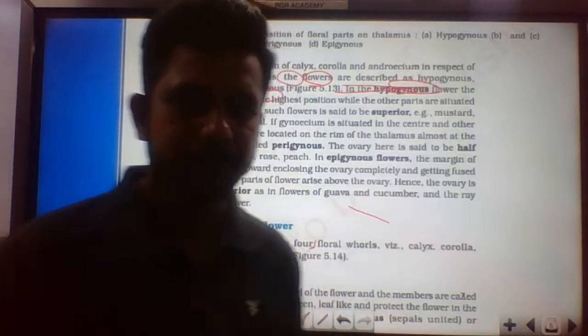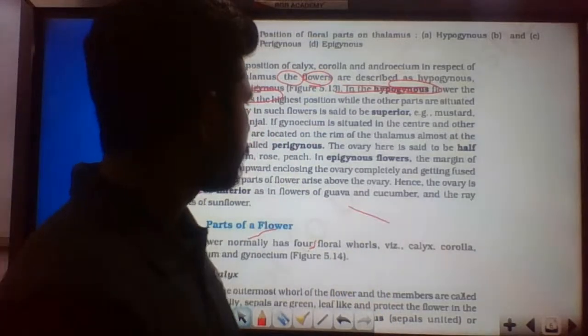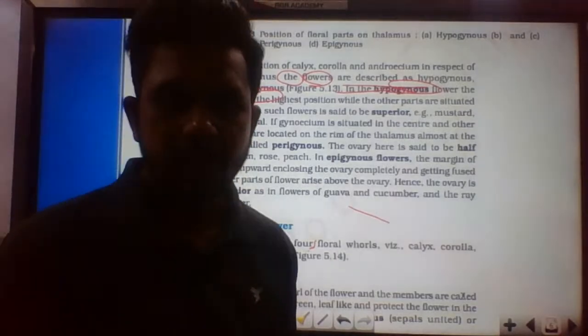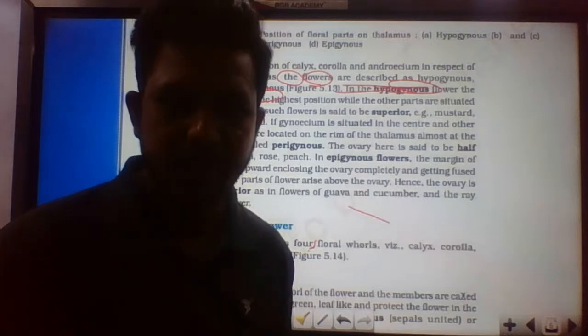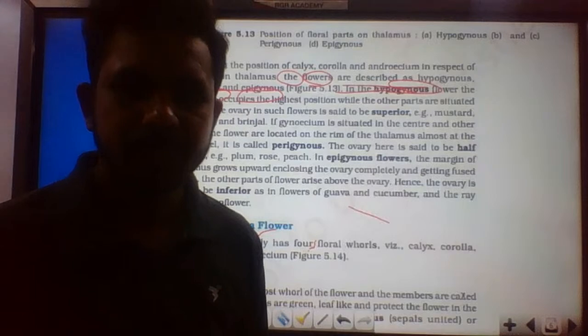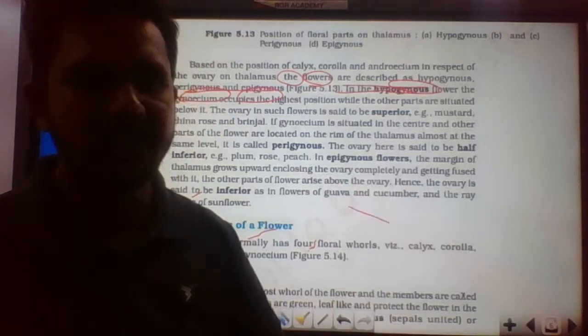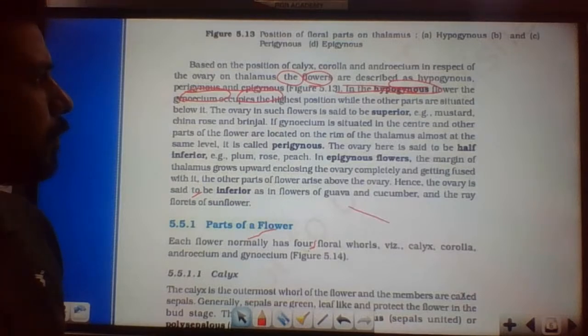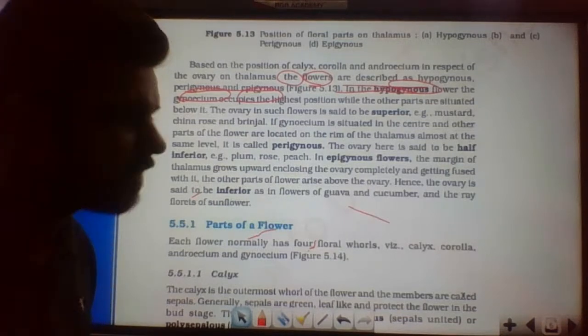Good. So let me continue. We can classify different flowers depending upon the presence of calyx, corolla, androecium, gynoecium, and thalamus. So the first one is hypogynous. Let me discuss hypogynous flowers.